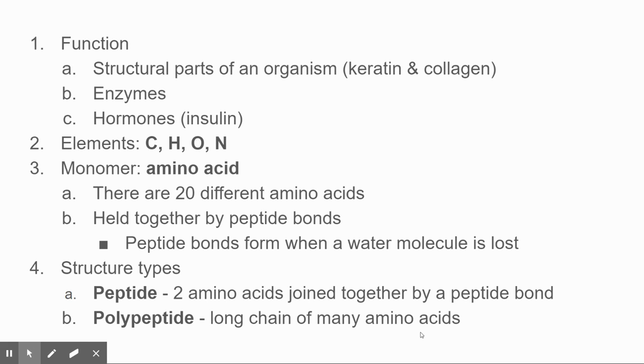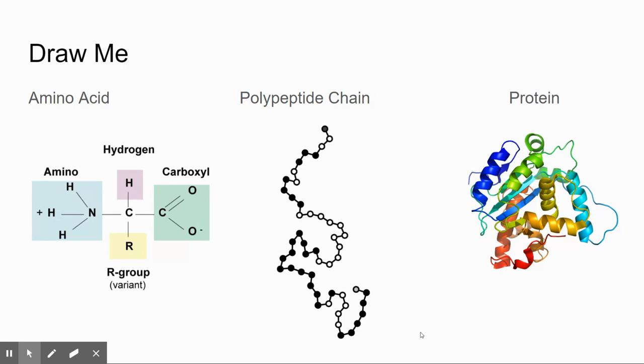The structure types that we're going to talk about for this are going to be peptide, which is just two amino acids joined together by a peptide bond, or a polypeptide, which is a long chain of many amino acids. So amino acid is our smallest, peptide is two amino acids joined together, and then polypeptide is going to be a chain of amino acids.